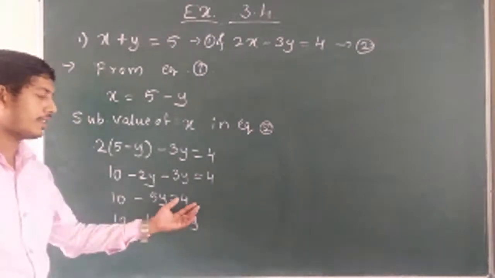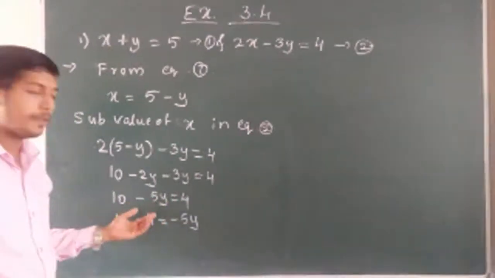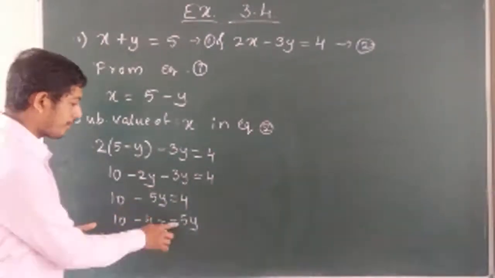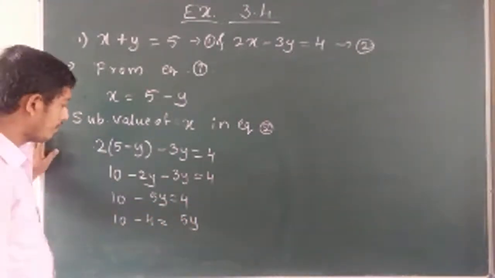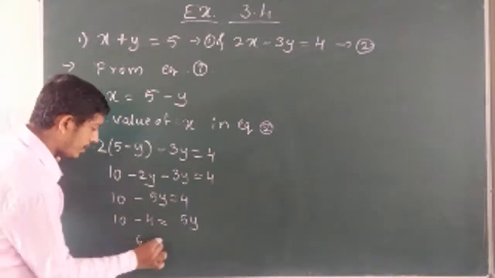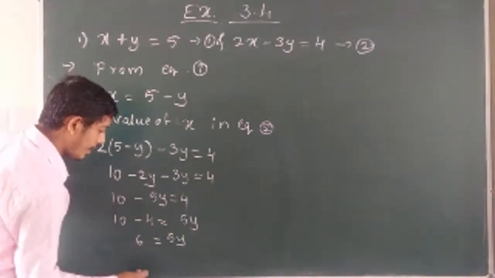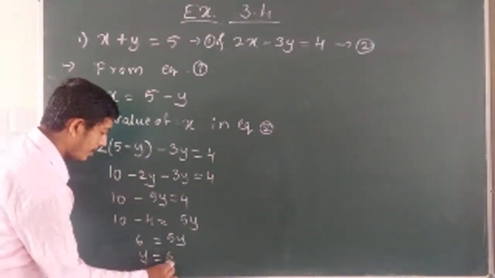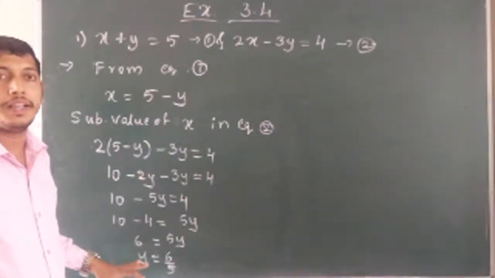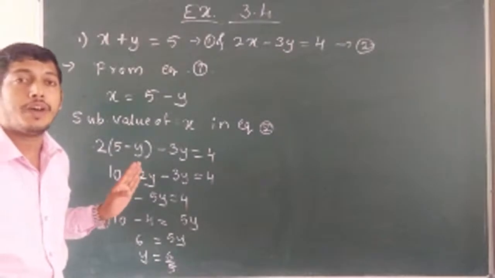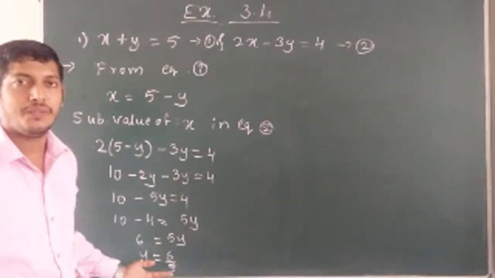Okay, I will consider this 4 to the left hand side, it becomes minus 4, and minus 5 to the right hand side, it becomes plus 5y. So then 10 minus 4, it is 6 equals to 5y. Then y is equal to 6 divided by 5. In the elimination method also we got the value of y as 6 by 5.